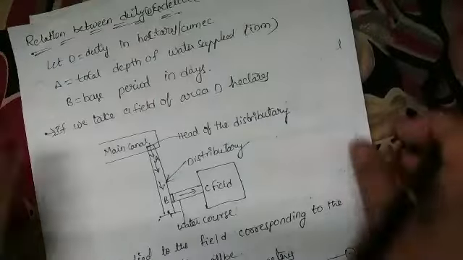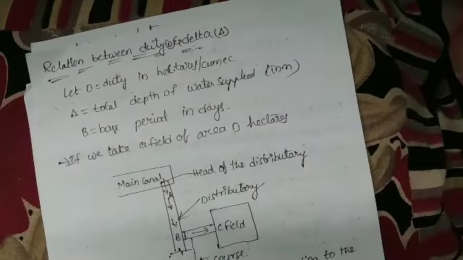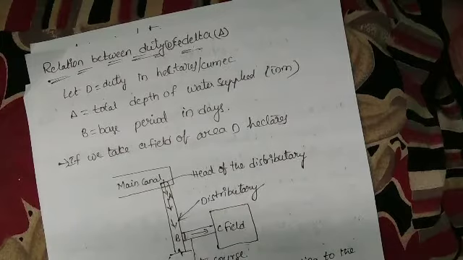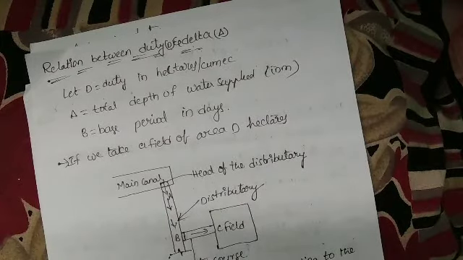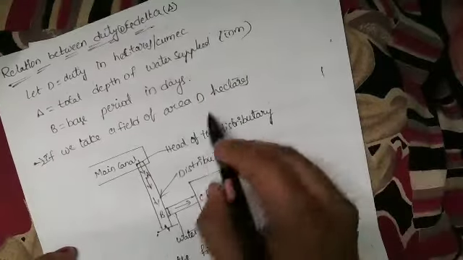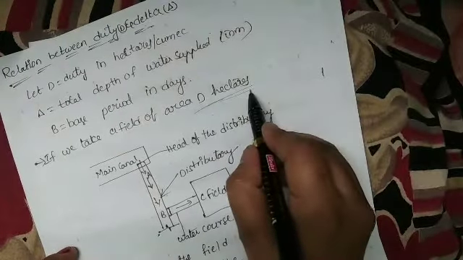Here we calculate the relationship between duty and delta. Let D equal duty, in hectares per cumec. Delta equals the total depth of water supplied, in meters. B is the base period in days. Suppose we take a field of area D hectares.